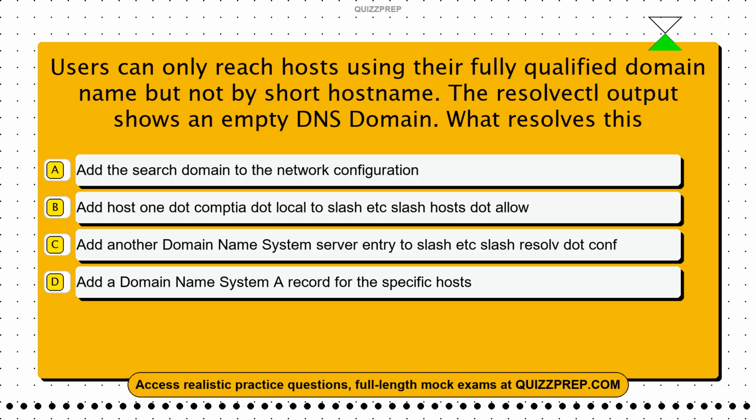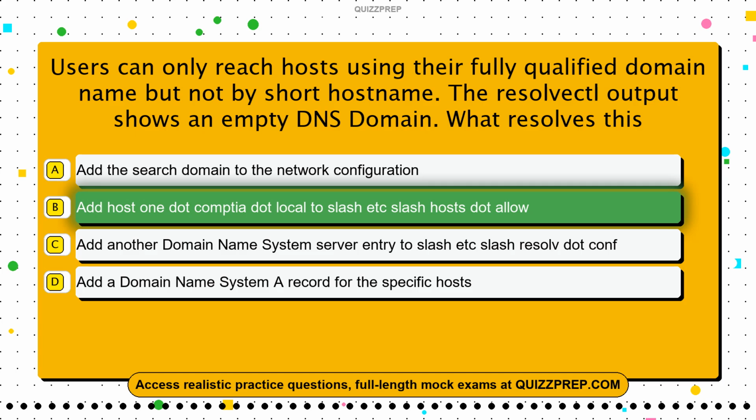Question 121. Users can only reach hosts using their fully qualified domain name but not by short hostname. The resolvectl output shows an empty DNS domain. What resolves this? Option A. Add the search domain to the network configuration. Option B. Add host1.comptia.local to /etc/hosts.allow. Option C. Add another domain name system server entry to /etc/resolv.conf. Option D. Add a domain name system A record for the specific hosts.